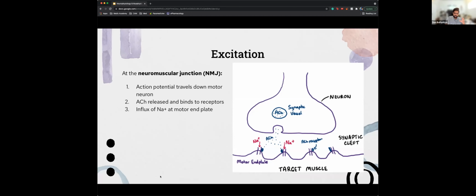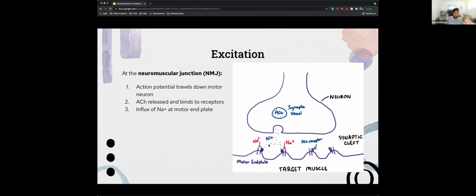The first thing happens at our neuromuscular junction. This is where our action potential will travel down the motor neuron, and ACh, acetylcholine, is released and binds to receptors, and this will cause an influx of sodium ions at the motor end plate. So sodium ions are very important when it comes to the excitation part.